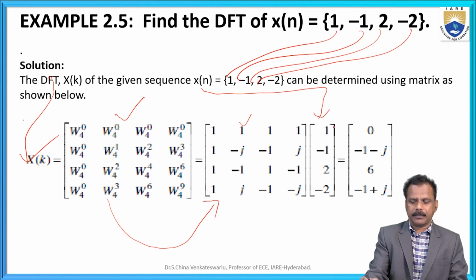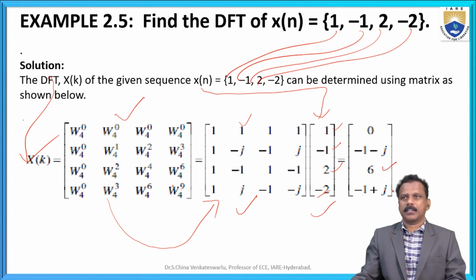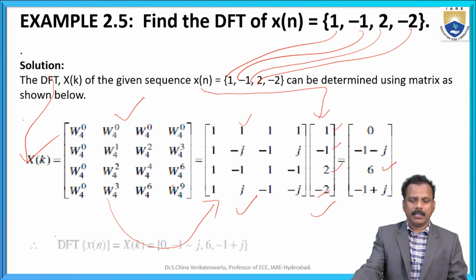This is the x of n: 1, minus 1, 2, minus 2. After multiplying this matrix with this sequence, you will expect 0, minus 1, minus j, 6, minus j plus j, minus 1 plus j. So therefore, it can be defined. It is already determined by using the matrix to find the expected values.